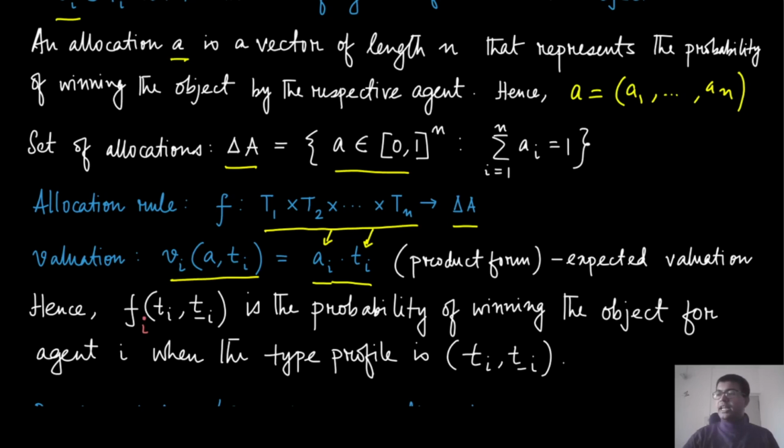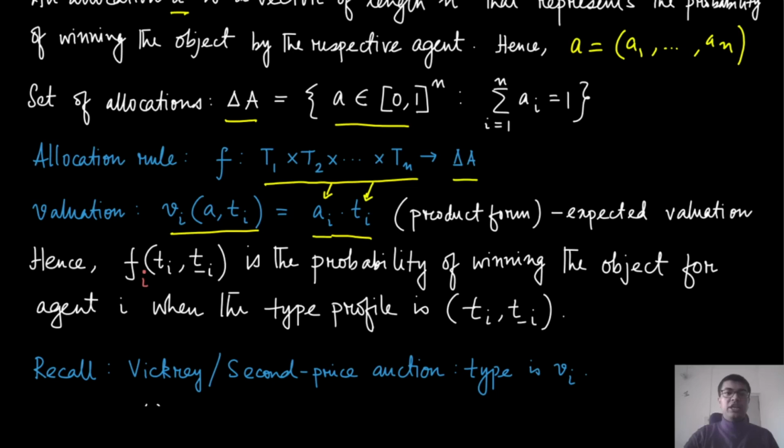So therefore we can actually write the f of ti comma t minus i. Note that the whole f of t, which is ti, t minus i, is a vector of length n. So we just look at the ith component of it, which is the probability of winning the object for agent i when the type profile is given by this ti, t minus i. So this is just the notation setup.